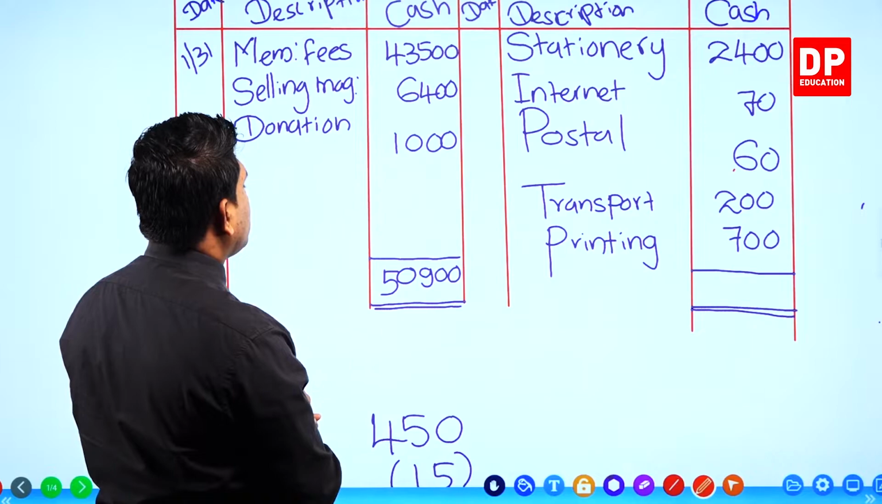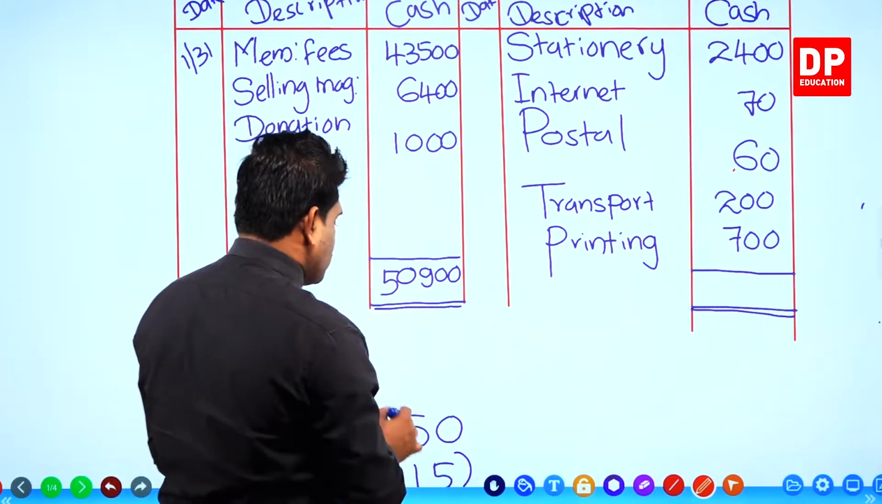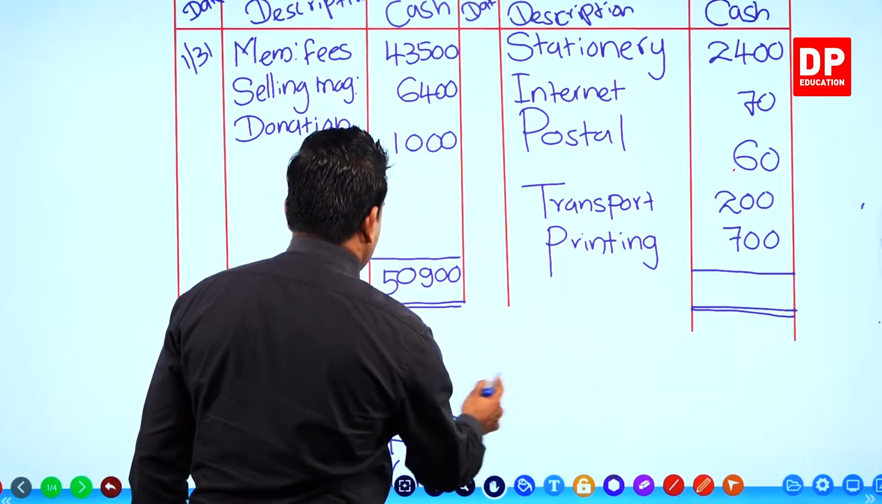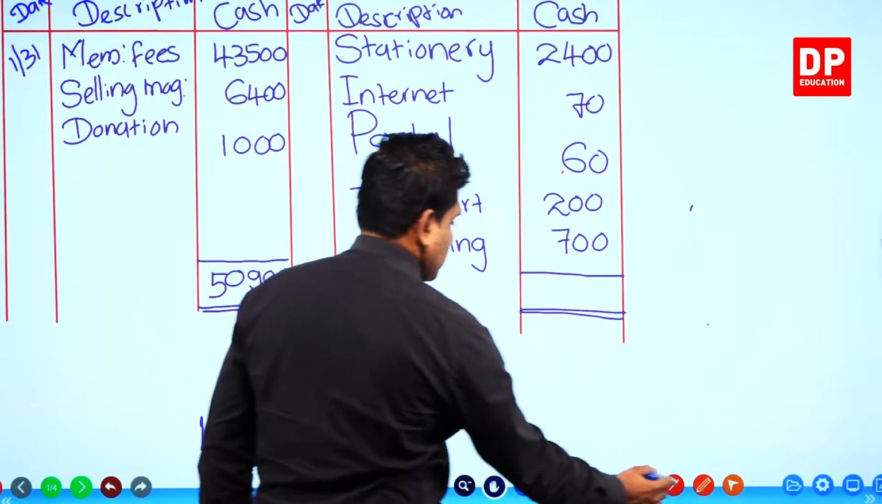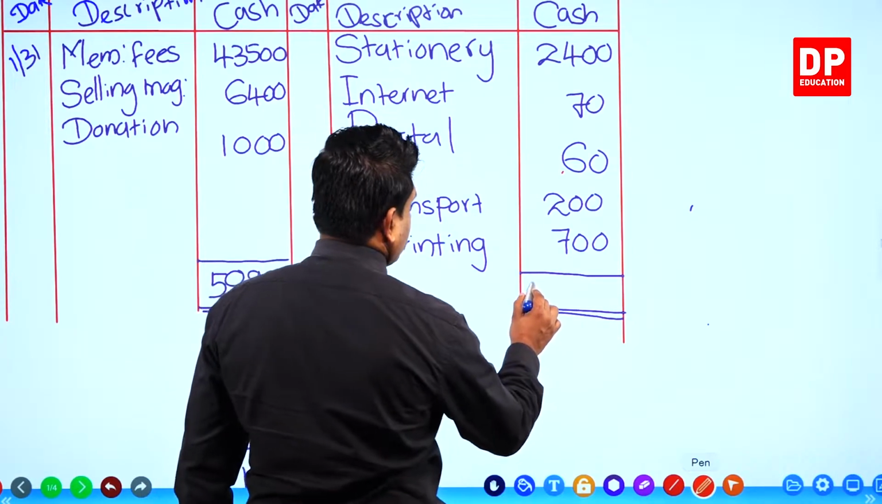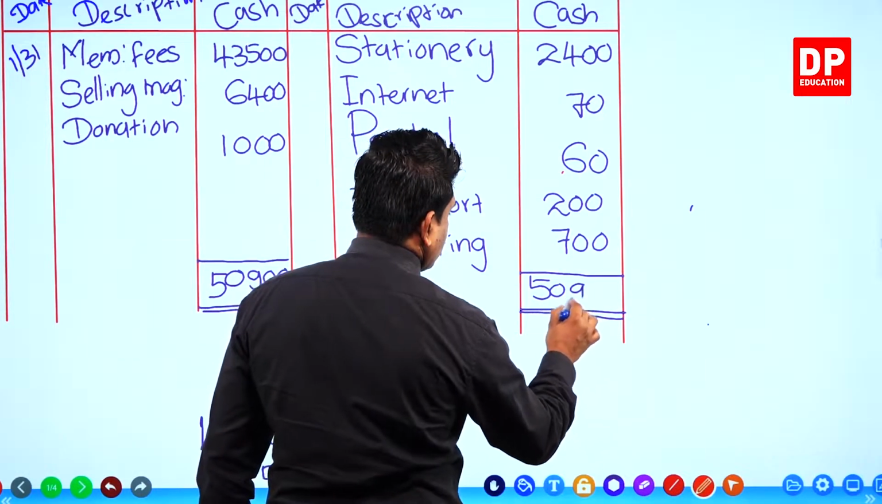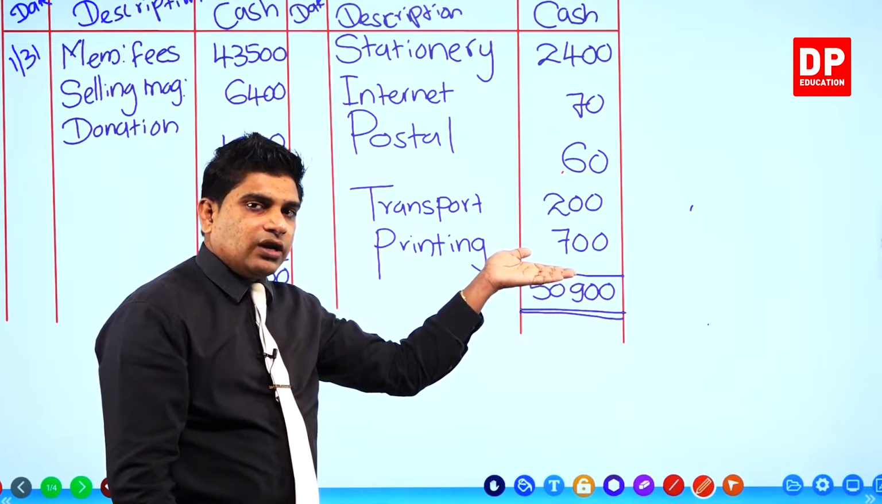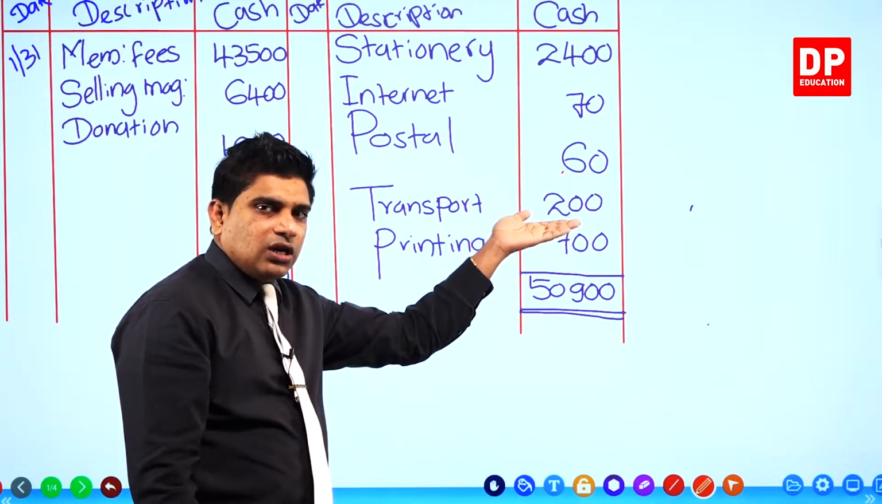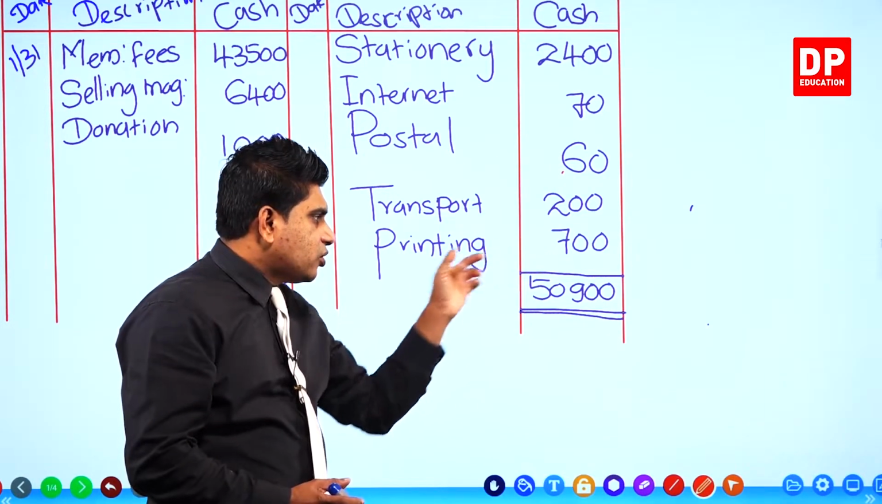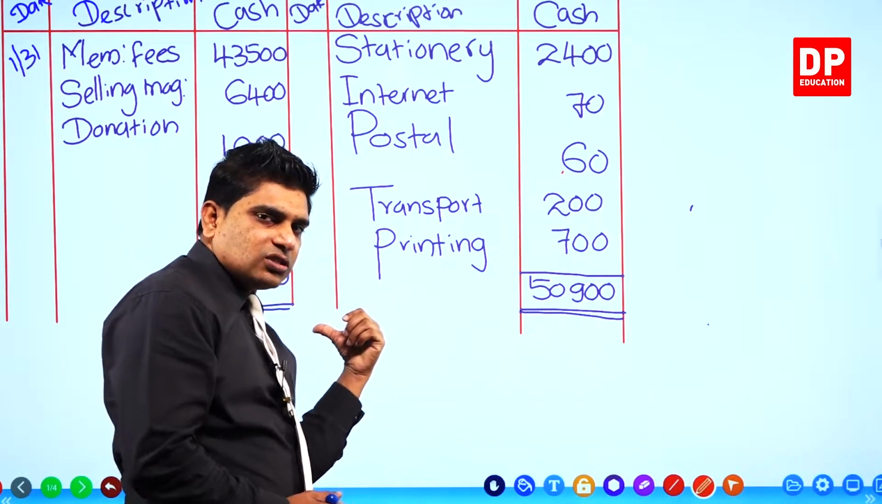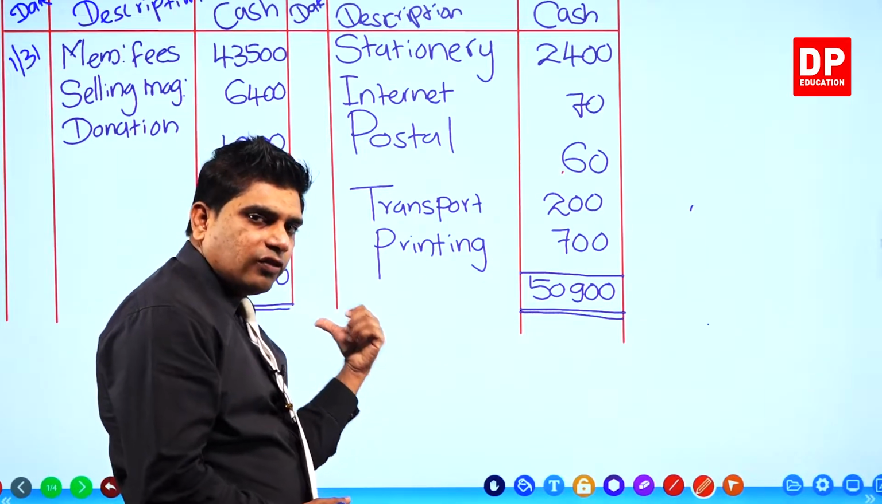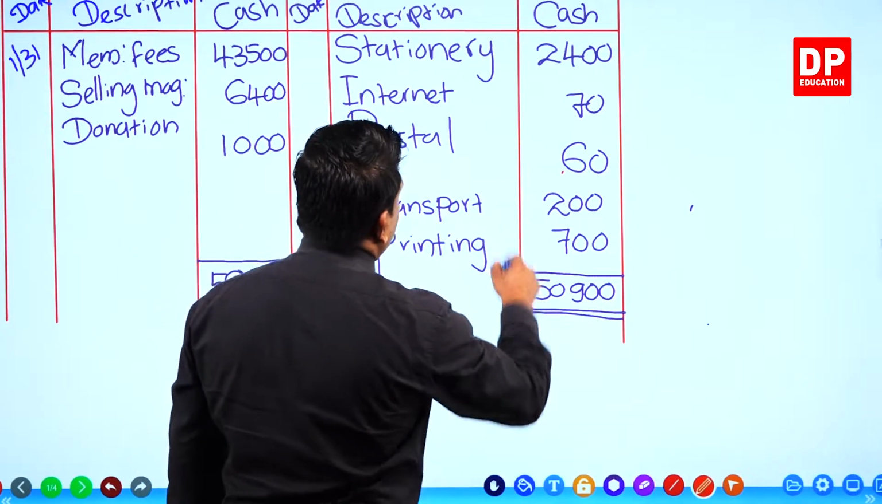Is it correct or wrong? Yeah, correct. 50,900. The same value you bring to this side. Okay. Now you find the difference. To get the difference, you want to get this side total. You write down this total somewhere and the difference you write between these two. So then you write balance carried down, balance brought forward. Then you get the total somewhere.